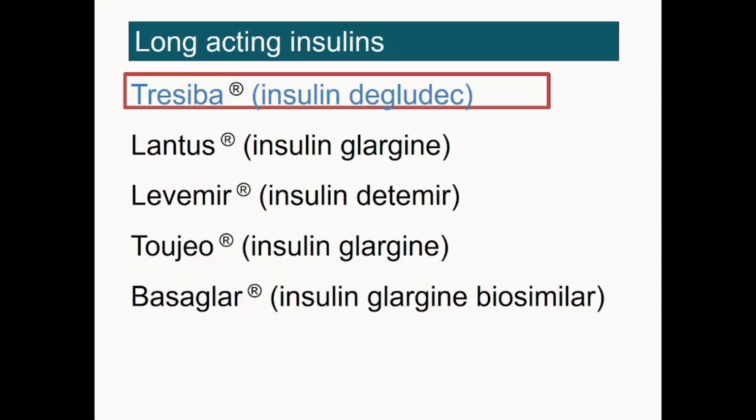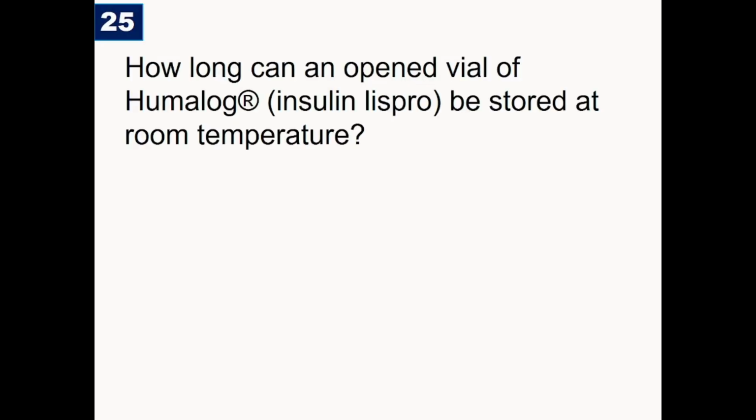Here are the examples of long-acting insulins and their names. Tresiba is Degludec, Lantus is Glargine, Levemir is Detemir, and Toujeo is also a Glargine but comes with 500 units in 1 ml, compared to Lantus, which is 100 units per ml. Basaglar is an insulin glargine biosimilar. Those are the long-acting insulins.